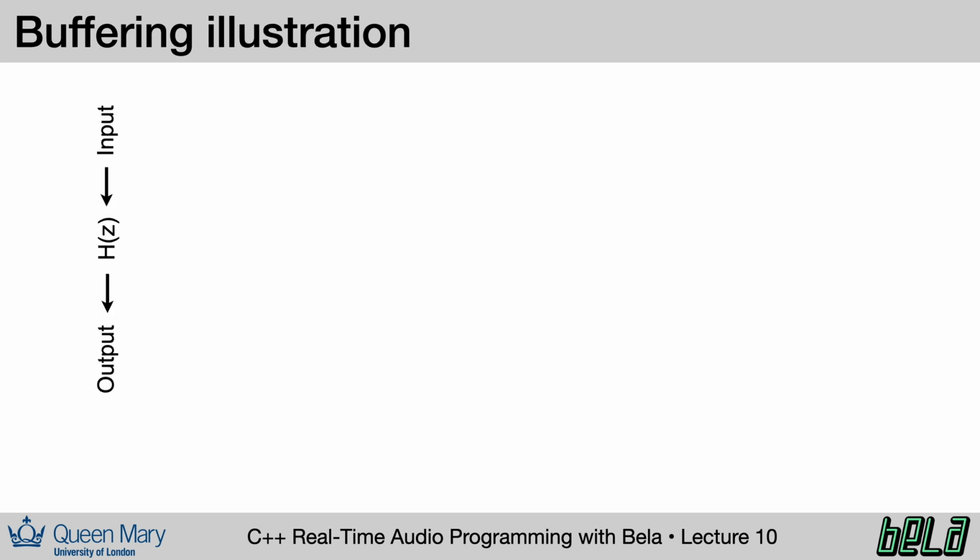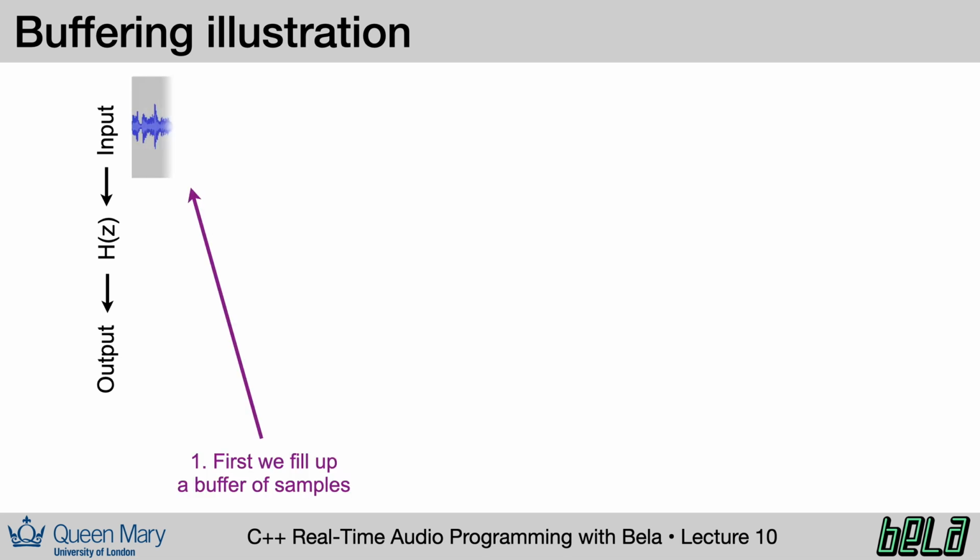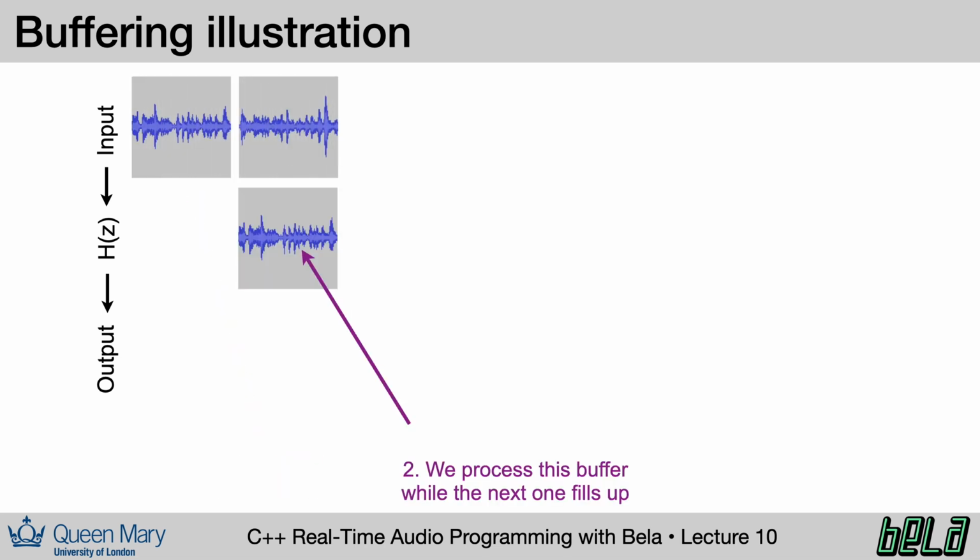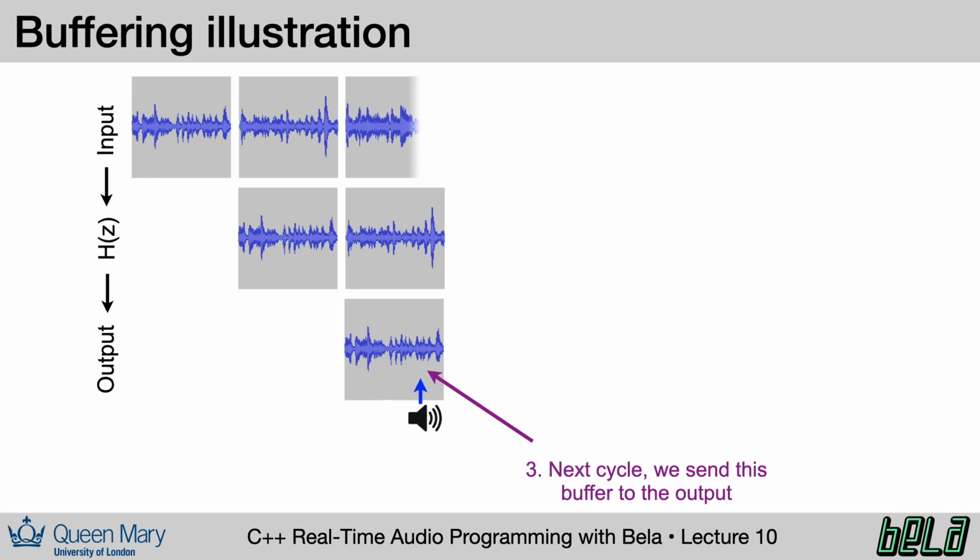Therefore, we find ourselves in a situation where there are three things going on at any given time. We have our audio input hardware, which gathers samples together into a buffer. Once that buffer is full, we pass it to our render function, which can do the audio calculation while the next block of samples fills up. Once that's done, we pass it to the audio output hardware, which plays back the block.